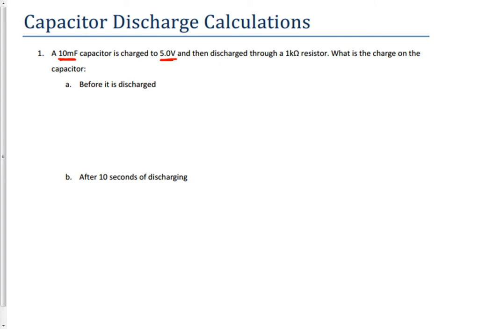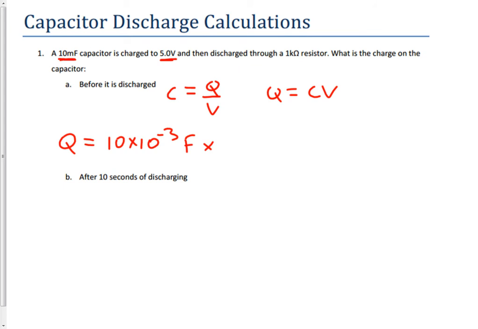So from that we can work out the charge, because we know that capacitance is Q over V, so Q is CV, so Q is going to be 10 times 10 to the minus 3 farads times 5 volts, which we probably don't even need a calculator for. That's going to be 5 times 10 to the minus 2 coulombs, I hope.